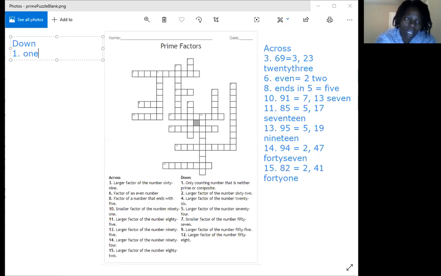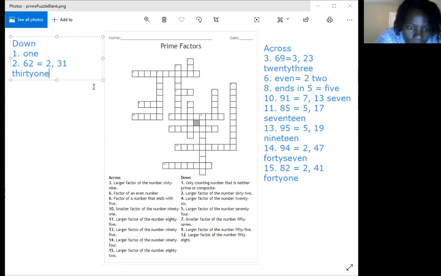Okay. So the next one we have is 2. And we want the larger factor of the number 62. Since it's even, we know one of the factors is 2. The other factor is half of 62, which is 31. And we want the larger, so we know that the answer is 31.